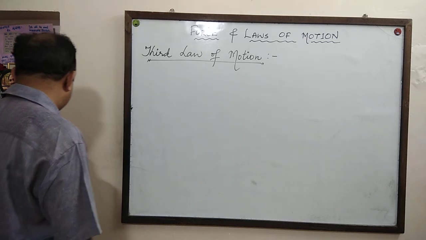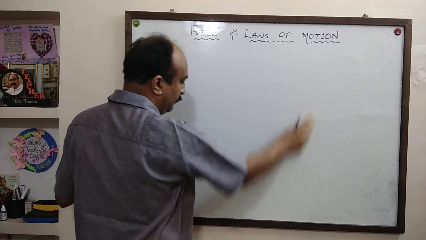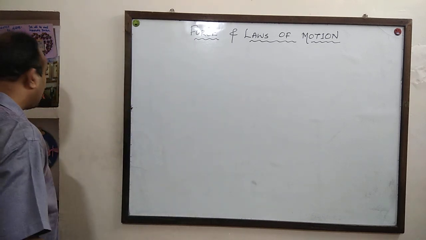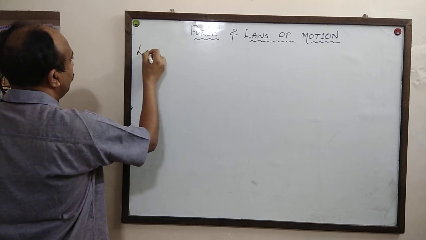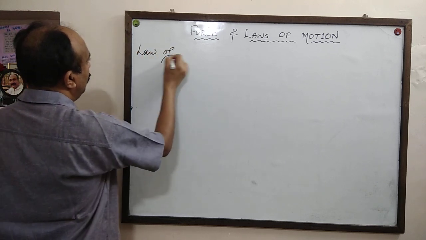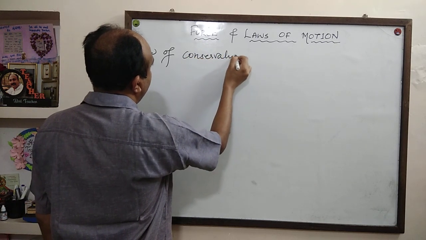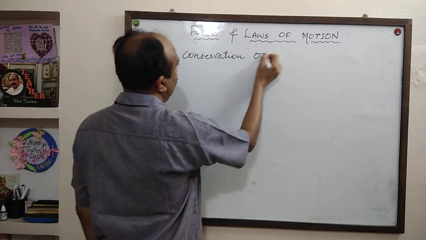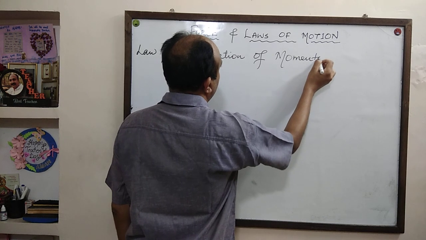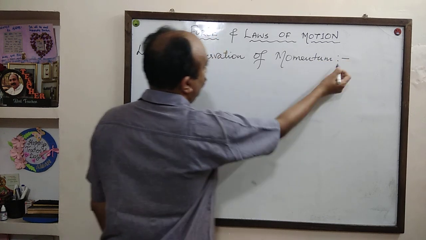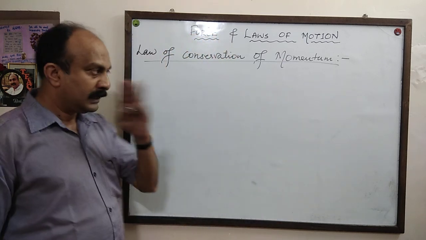Now using this Newton's third law of motion, I am going to explain one more phenomenon called law of conservation of momentum. I hope you remember the word momentum. Momentum is the product of mass and velocity.